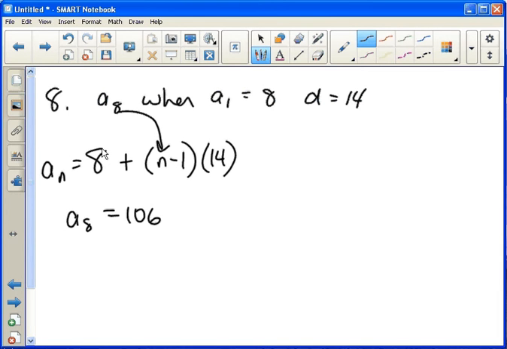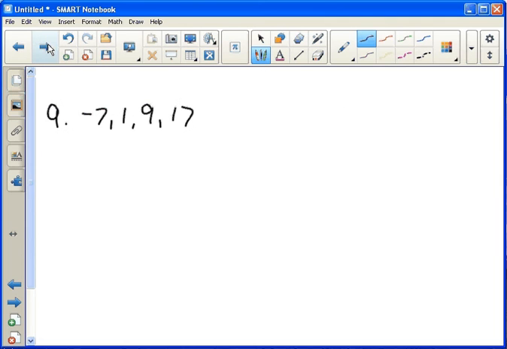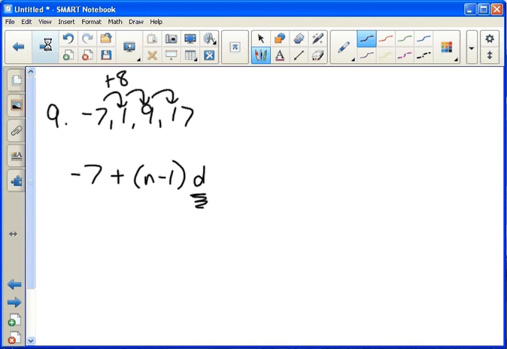Okay, in number 9 it says write the explicit equation again. So we know the first term is negative 7, but we need our d. D is the common difference, which means what we add every time. So you actually have to look at it this time and figure out, okay, what am I adding every time to get this? And if you can tell, you are adding 8 every time. So that will be what we plug in for d.